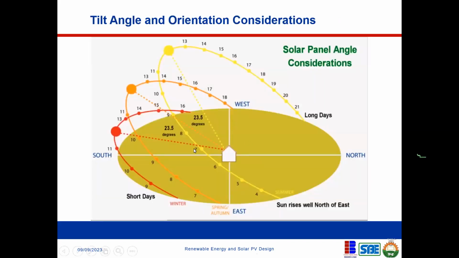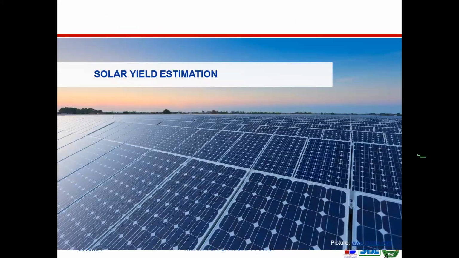So this is like the globe. This is the equator, for example. Nigeria is somewhere here in the northern part. So this is the northern part of the hemisphere, and this is the southern part of the hemisphere. So Nigeria is somewhere around here. And that's why when we are doing our PV installation, it has to face south. Okay, it has to face south. So this is just to throw more light on the orientations of PV panel.